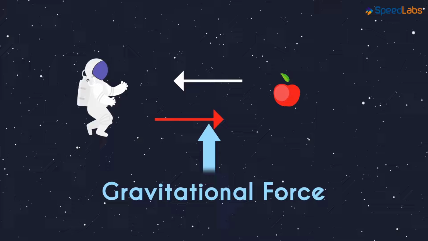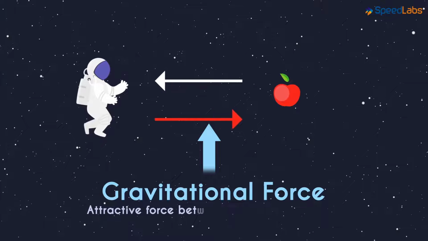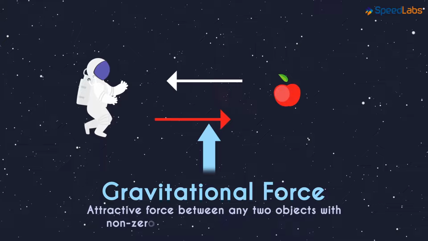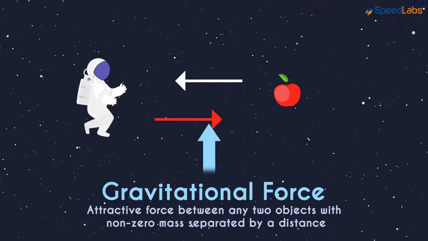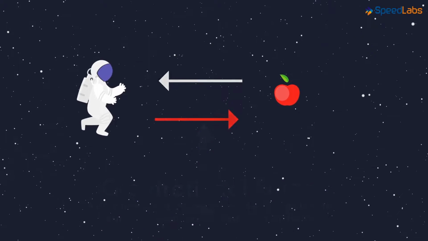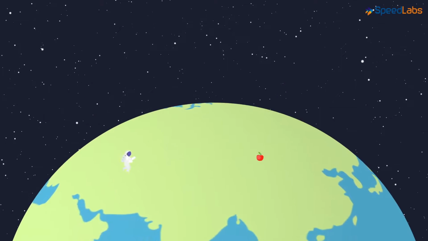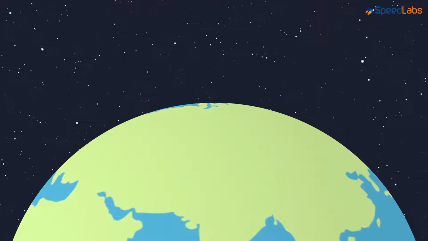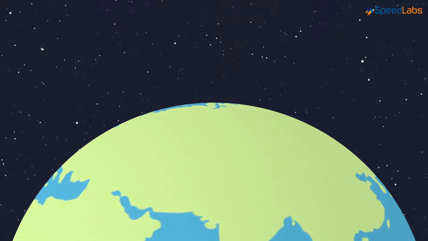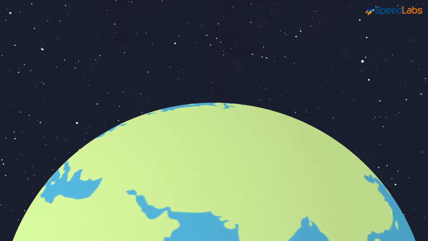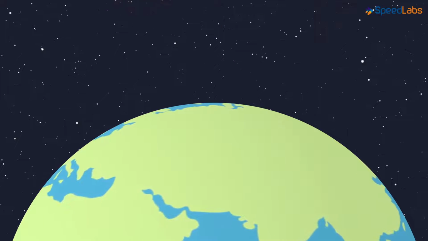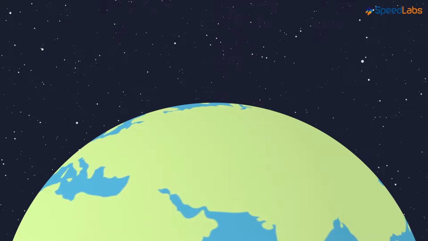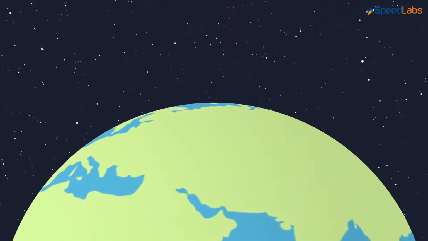So the gravitational force is the attractive force between any two objects with non-zero mass separated by a distance. It's not only the force that Earth uses to pull objects towards it. But yes, as all of us have Earth as our habitat, most examples we see for gravitation will relate to the Earth pulling objects towards it. But you should know that it's not the only force that explains gravitation.